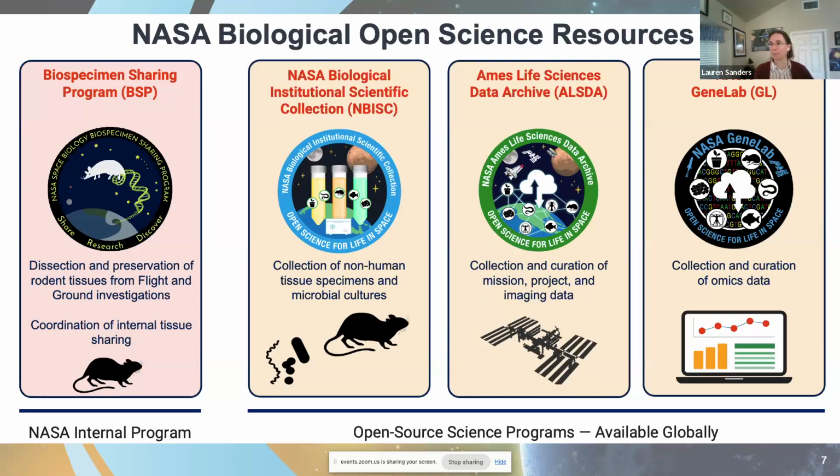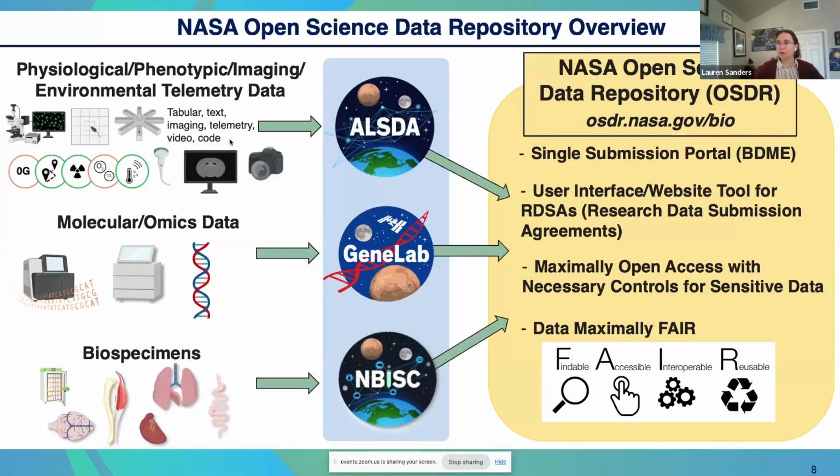throughput sequencing data. And over the past few years, NASA has made the decision to consolidate efforts and merge ALSDA, Gene Lab, and NBISC, these data and tissue repositories I was just talking about, into a single one-stop shop data repository called the Open Science Data Repository. So this is making it easier for the scientific community, for investigators, for students to access spaceflight data across these different data repositories, and then also to see whether biospecimens might still be available from those investigations for request.